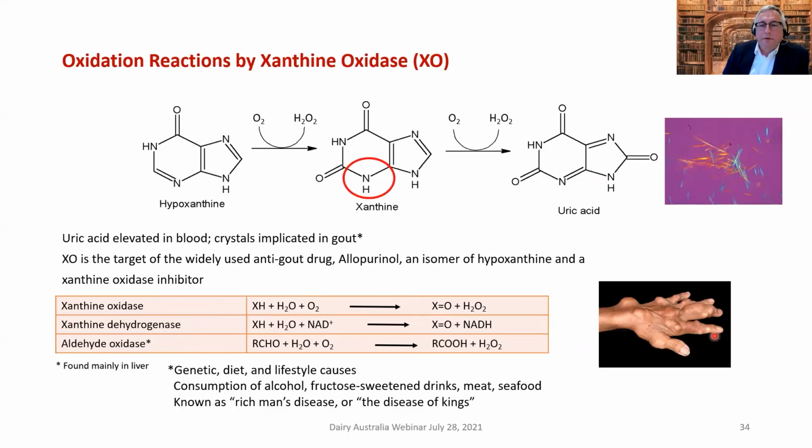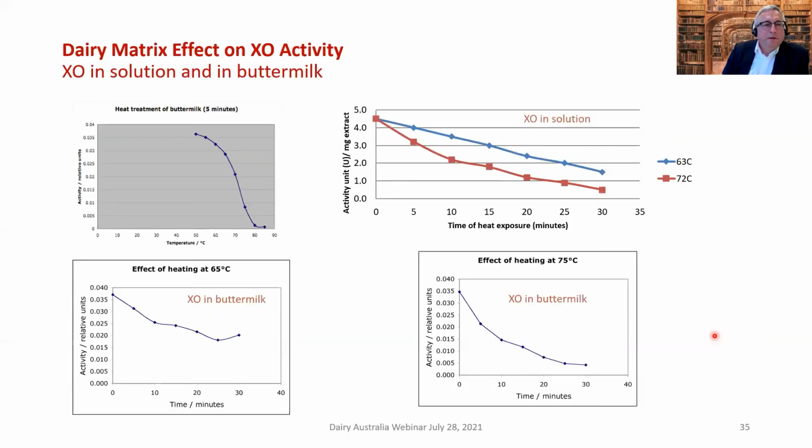Right, there we go. So this is the matrix effects I alluded to before. And what I want to show you is that we get these two temperatures here. This is xanthine oxidase. If we pasteurize the milk, we get a large reduction in the activity of that enzyme at 72 degrees for 15 seconds. So 15 seconds, we're not going to pasteurize for 30 minutes. 15 seconds is way up here.